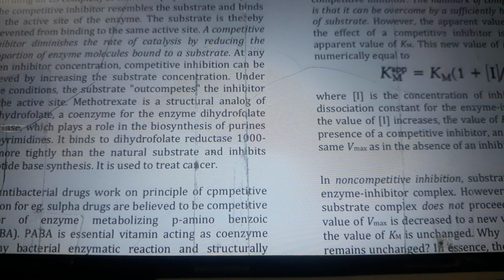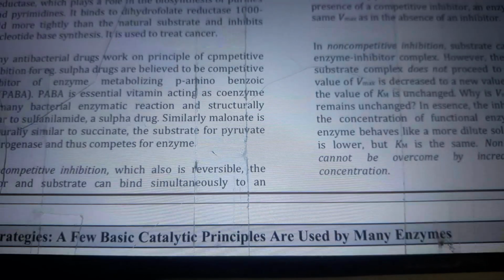A competitive inhibitor diminishes the rate of catalysis by reducing the proportion of enzyme molecules bound to a substrate at any given inhibitor concentration. Competitive inhibition can be relieved by increasing the substrate concentration. Under these conditions, the substrate outcompetes the inhibitor for the active site. Methotrexate is a structural analog of tetrahydrofolate, a coenzyme for the enzyme dihydrofolate reductase, which plays a role in the biosynthesis of purines and pyrimidines. It binds to dihydrofolate reductase 1,000-fold more tightly than the natural substrate and inhibits nucleotide synthesis. It is used to treat cancer.